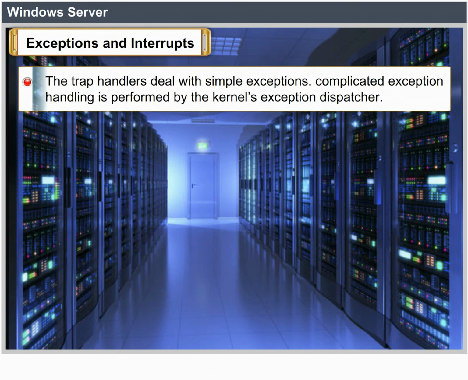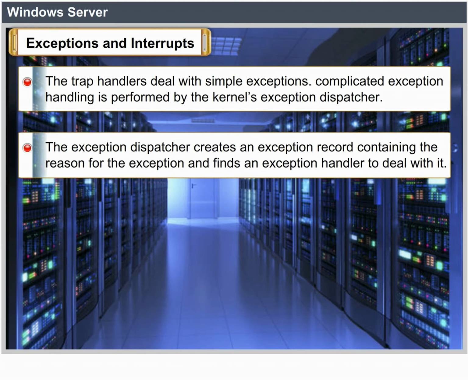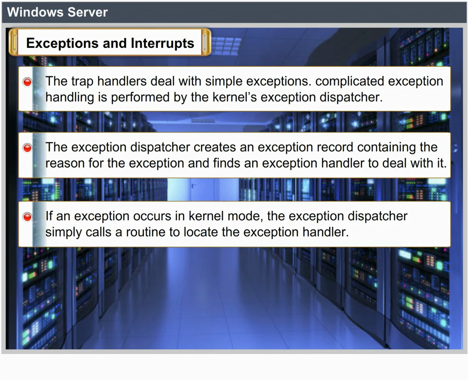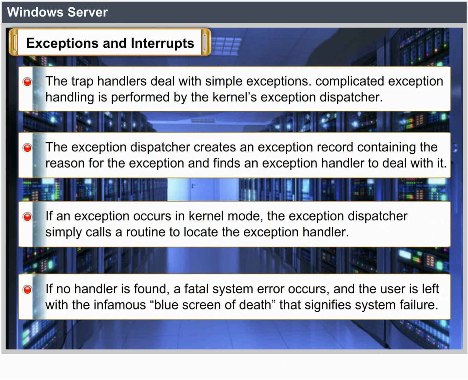The trap handlers deal with simple exceptions. Elaborate exception handling is performed by the kernel's exception dispatcher. The exception dispatcher creates an exception record containing the reason for the exception and finds an exception handler to deal with it. When an exception occurs in kernel mode, the exception dispatcher simply calls a routine to locate the exception handler. If no handler is found, a fatal system error occurs and the user is left with the infamous blue screen of death that signifies system failure.